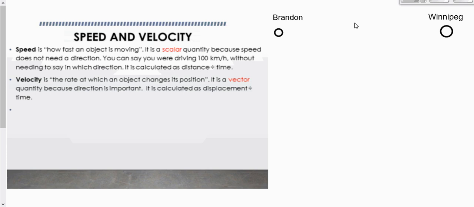Good morning, grade 10s. Today I want to talk to you about the difference between speed and velocity. Just like with distance and displacement, the difference comes down to vector versus scalar.